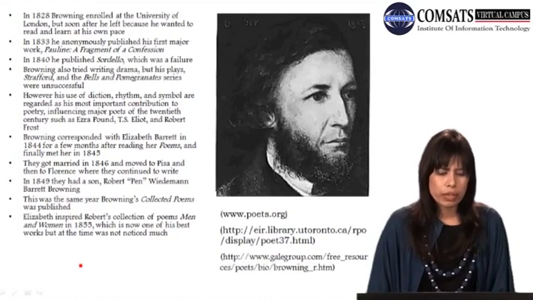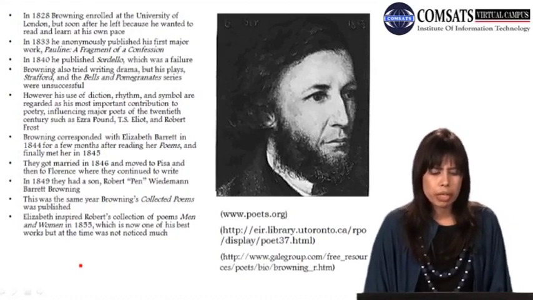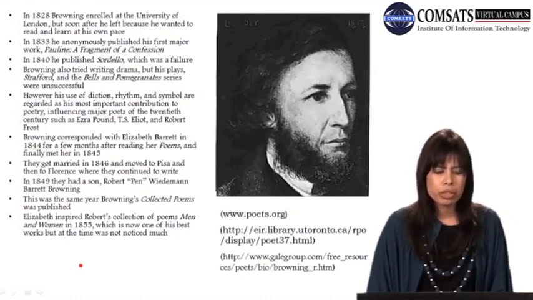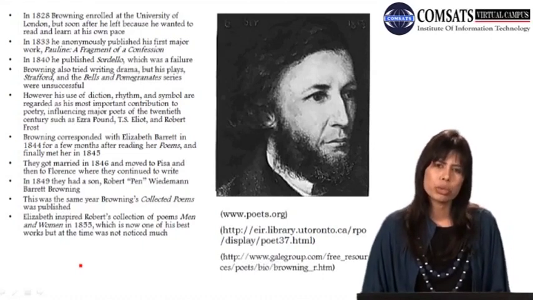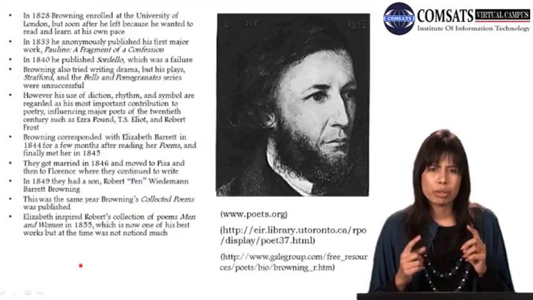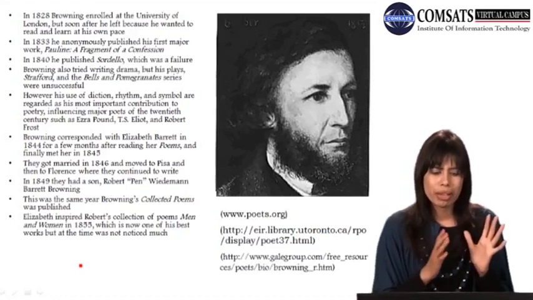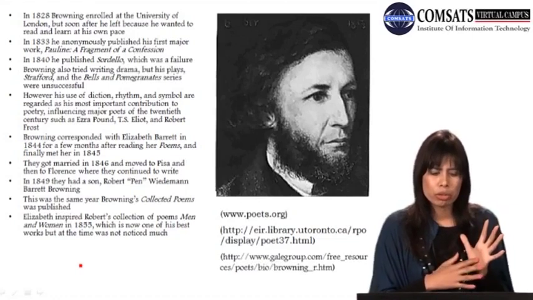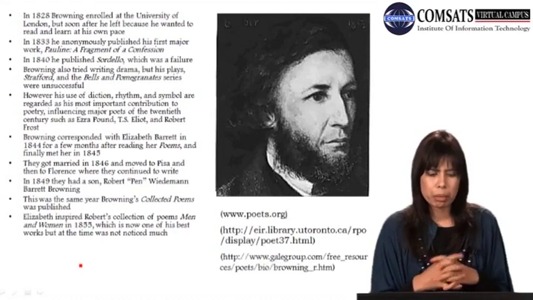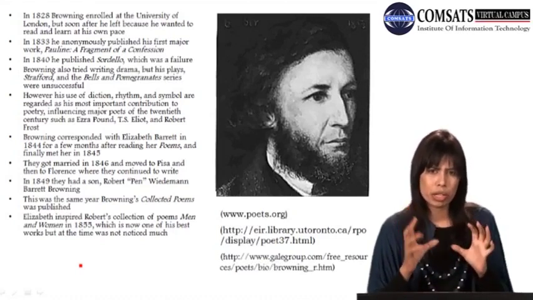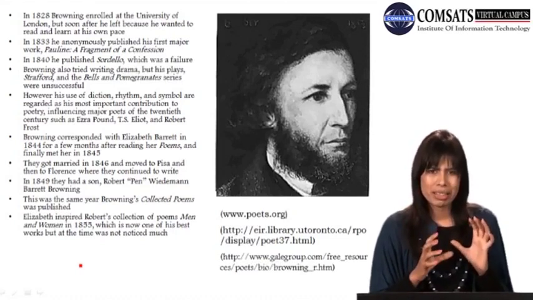In 1849 they had a son, Robert Wiedeman Barrett Browning. Okay, this was the same year Browning's Collected Poems was published. So here you could see the title of his publication, that is known as the Collected Poems. So in the same year when they had a son, in 1849, he published his poems with the name Collected Poems.